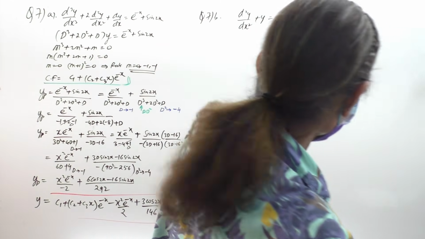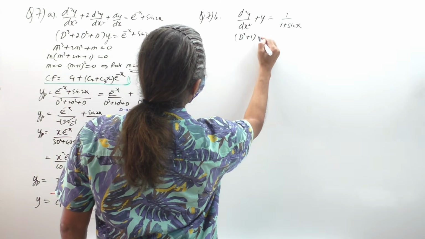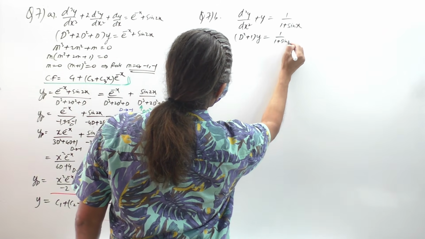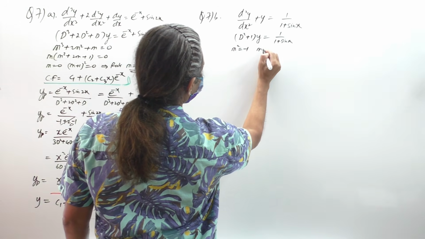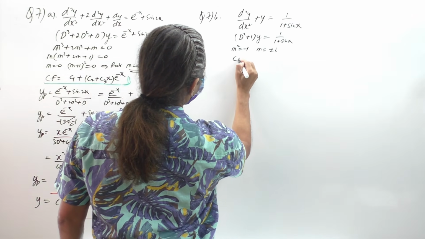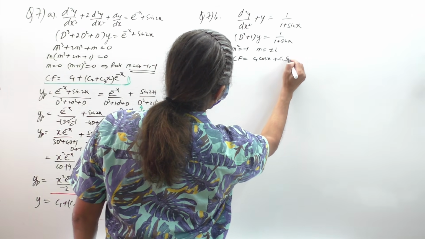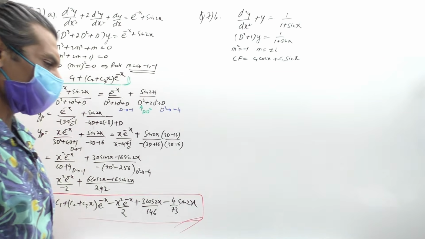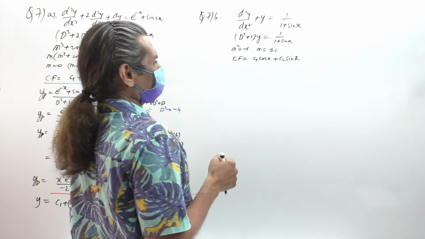Now variation of parameters. So first we find CF here. So d square plus 1 into y is equal to 1 by 1 plus sin x. So m square is equal to minus 1, so m is equal to plus or minus i. So the complementary function will be c1 cos of x plus c2 sin of x. Very important. If you go wrong in the CF in variation of parameters, you will not get marks. They will cut the marks, because the whole solution depends on CF here.